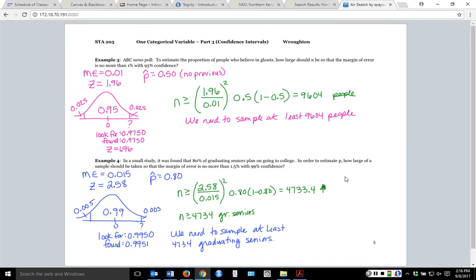Alright, so this would actually conclude all of the new stuff that's in this set of notes. So your next video has working a full example that takes all of the ideas that we've learned here in the one categorical variable part 3 about confidence intervals. So hopefully after that example, things will piece together a little bit better as well.